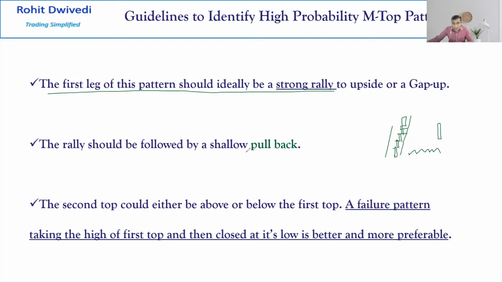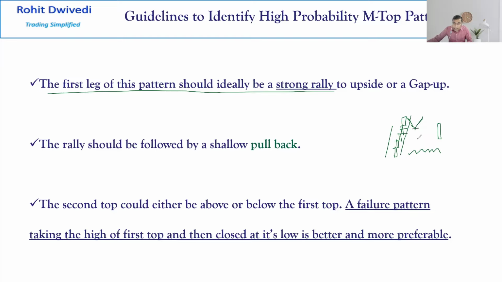The second point says the rally should be followed by a shallow pullback, right? This is very important, that after you have this strong move to the upside, the pullback should be very shallow. Now, what do you mean by a shallow pullback? Shallow pullback means that there should be very few bars which will move down after this rally, and then they will again move to the upside. Now, why is it important to have a shallow pullback?